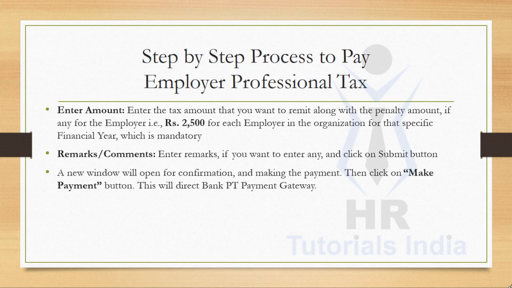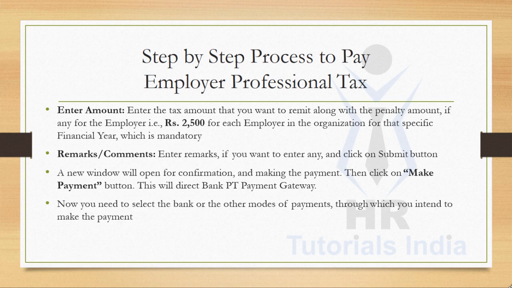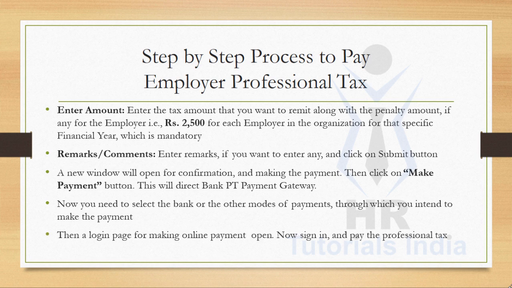A new window will open for confirmation and making the payment. Then click on make payment button. This will direct to the Bank PT payment gateway. Now you need to select the bank and other modes of payments through which you intend to make the payment. Then your login page for making online payment will open. Now log in and pay the professional tax. After making the payment, remember to save the payment challan for future reference.